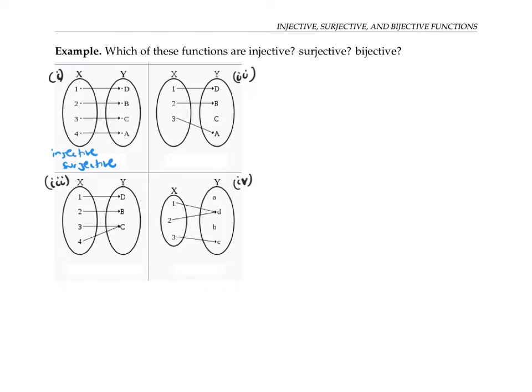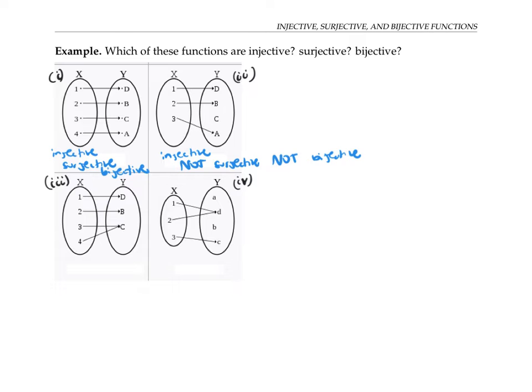It's injective because distinct elements in the domain get sent to distinct elements in the codomain. And it's surjective because everything in the codomain gets hit by something in the domain, so the codomain and the range are the same. Since this function is both injective and surjective, by definition, it's also bijective. This second function is injective, but not surjective, and so it's not bijective either.